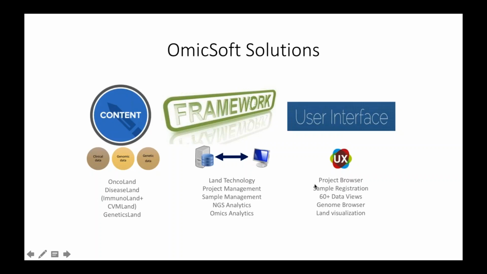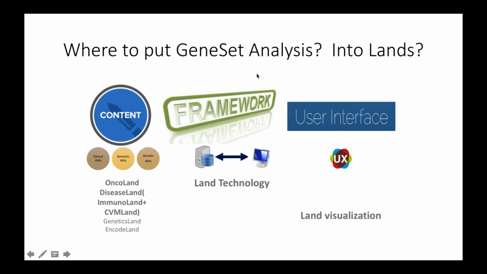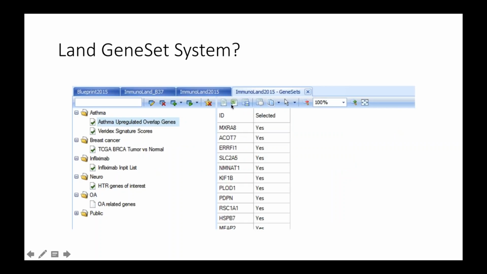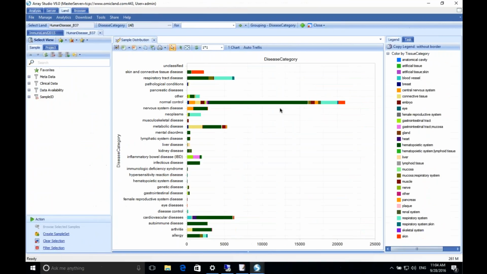So we've had a lot of requests to include a GeneSet analysis in our software, and the question is where to put it. We've got the lands, and so our first thought was we should put it into the land side of things. In a previous version of our GeneSet analysis, everything sat inside the individual lands, and I'll show you that really quickly here.